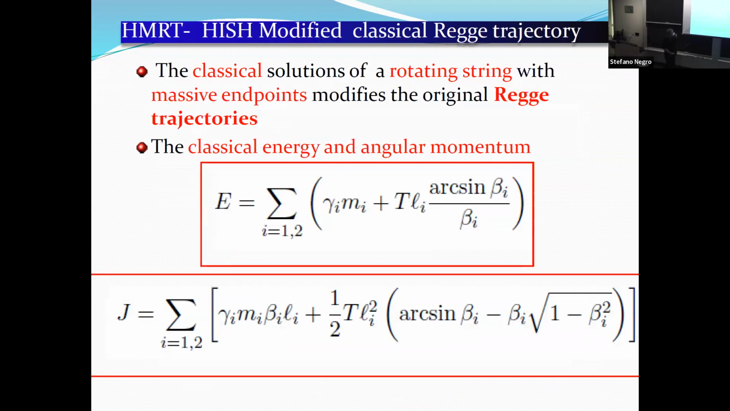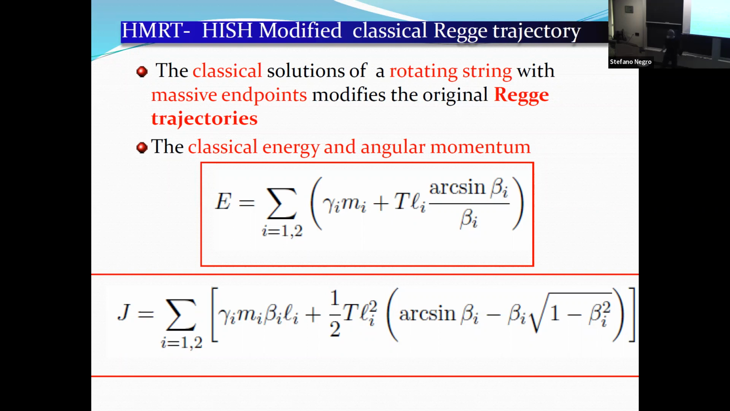Now, once I have this classical solution, I can calculate the net current associated with the shift in time, and the shift in some angle in some two-dimensional plane. So I'll compute the net energy and the angular momentum, and it gets contributions from the endpoint particles and from the string. And we have an expression which is a modification of the original Regge behavior.